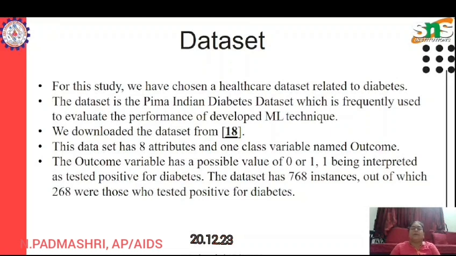For this case study, we have chosen a healthcare dataset related to diabetes. The dataset is the PIMA Indian diabetes dataset, which is mainly used to evaluate the performance of machine learning techniques. This data has 8 attributes and one class variable named outcome. The outcome variable is either 1 or 0, and 1 is interpreted as a test positive for diabetes. There are 768 instances, of which only 268 tested positive for diabetes.